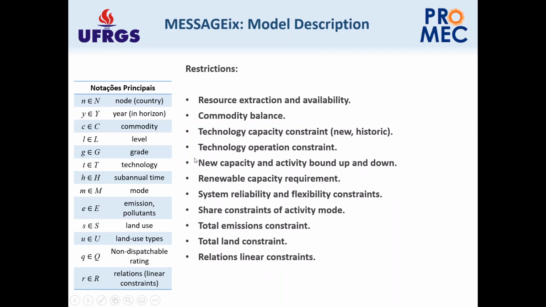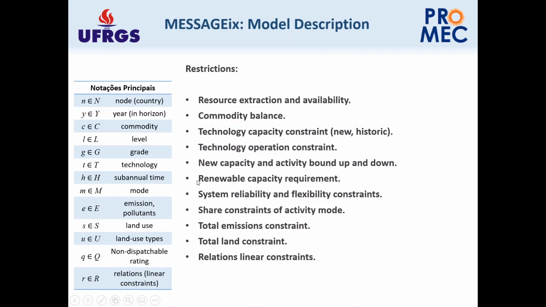There are also technology operation constraints. For example, you might have one gas power plant that cannot operate 100% of the time, because otherwise it's going to break, since it's not designed to operate all the time. So you can say that it can only operate 20% of the time. You put a limiting capacity factor on the gas power plant. Then there is new capacity, meaning how much capacity you can add or not.